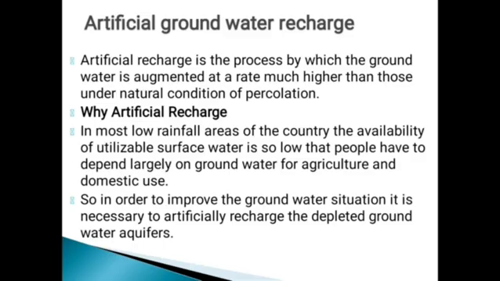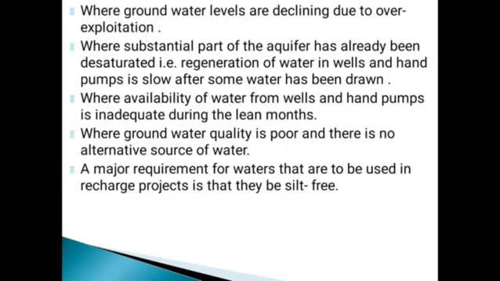In most low rainfall areas of the country, the availability of utilizable surface water is so low that people have to depend largely on groundwater for agriculture and domestic use. So in order to improve the groundwater situation, it is necessary to artificially recharge the depleted groundwater aquifer.